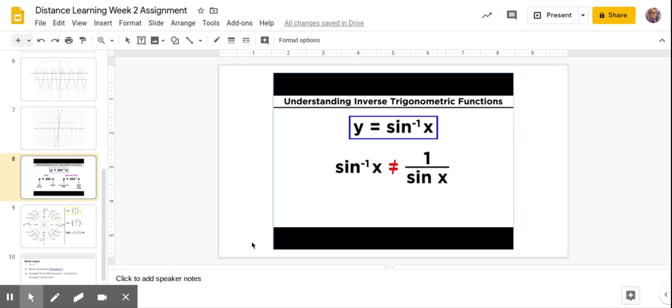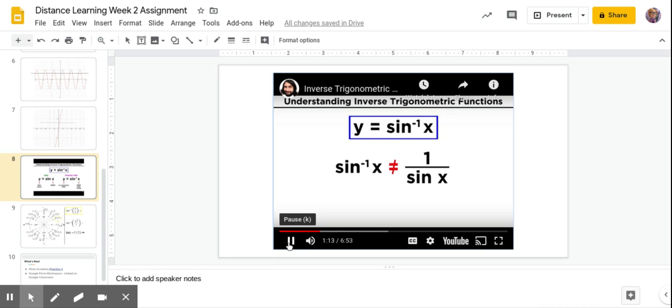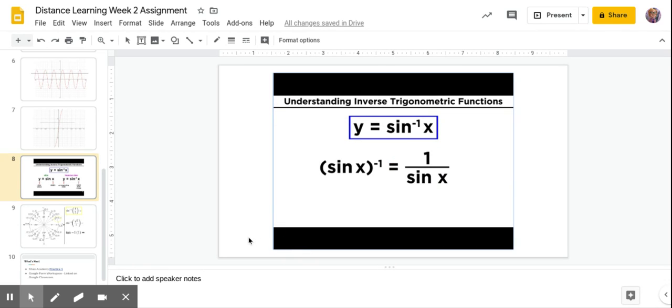We must note that inverse sine x is not the same thing as 1 over sine x. Inverse sine x is a function. We call it arc sine or arc cosine, and he's correct. It's not the same as 1 over sine, and you'll see why. 1 over sine is technically cosecant. If we had the quantity sine x to the negative 1 power, that would equal 1 over sine x, which we already know is cosecant x.